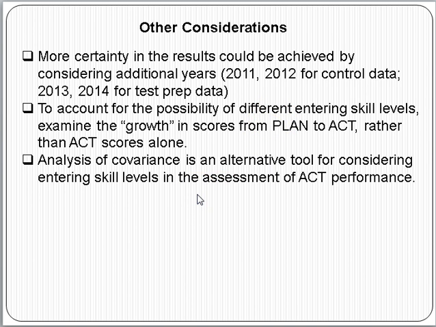Another tool, which we're not doing in this class, it's a more advanced tool, is called analysis of covariance. It's a tool for considering entering skill levels when you compare some outcome, which would be ACT performance.